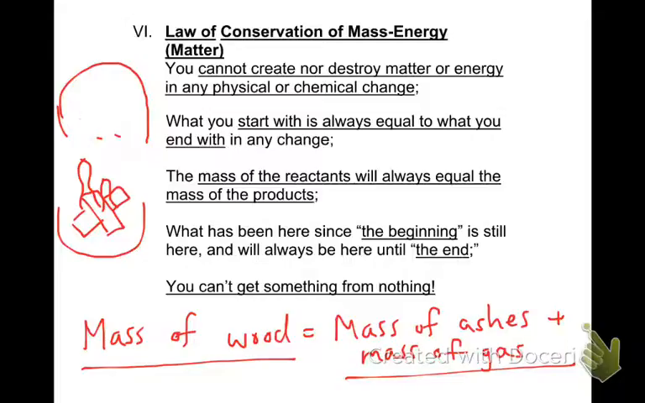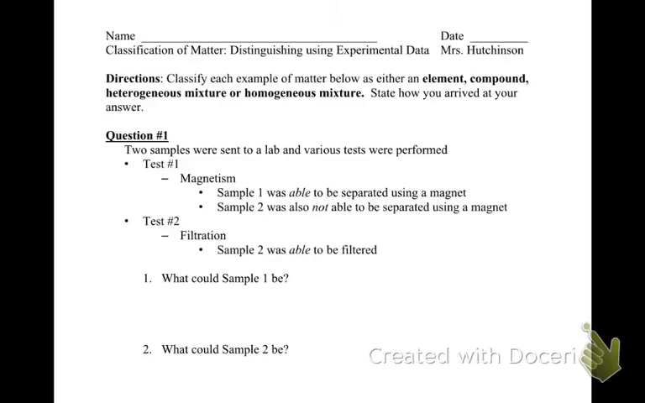That's what we mean in terms of law of conservation of mass and energy. What has been here since the beginning will be here until the end, and essentially, you can't get something from nothing. As much as you want to, something has to be present in order for you to obtain something from that. That's the law of conservation of mass and energy, and law of conservation of matter.